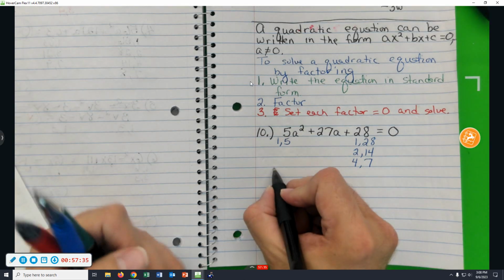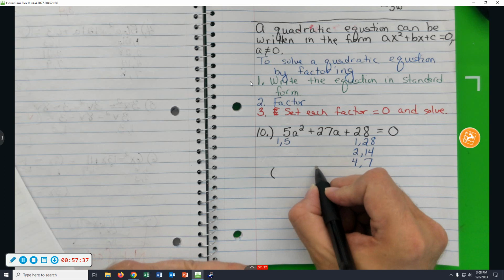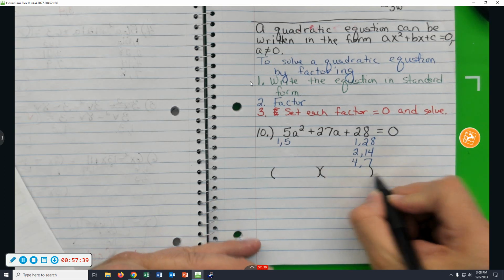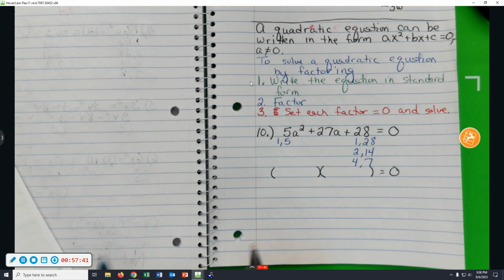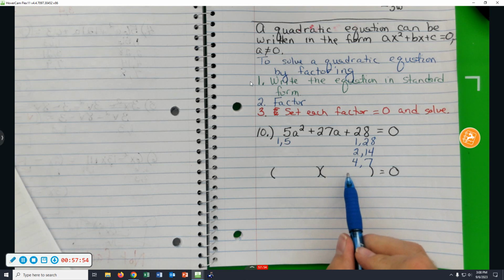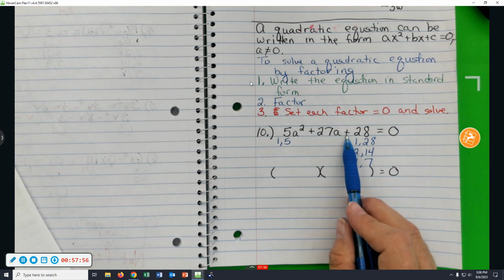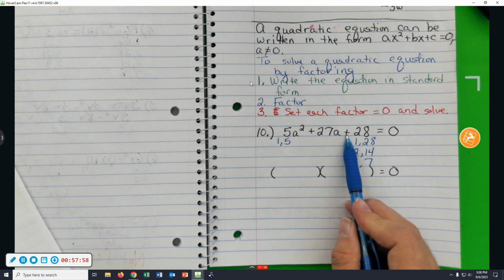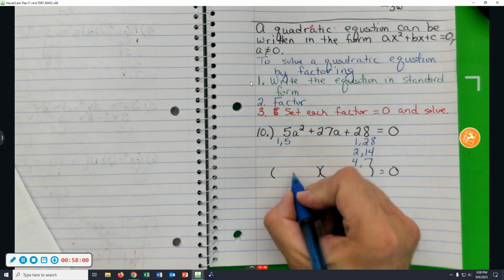So I'm going to draw my 2 sets of parentheses. Okay. Well, for 5a squared, there's only one possibility. Well, I was going to ask about the signs first. Oh, yeah, we know the signs. What sort of signs will we have in here? The second sign is plus, so 2 of the first, so plus and plus.